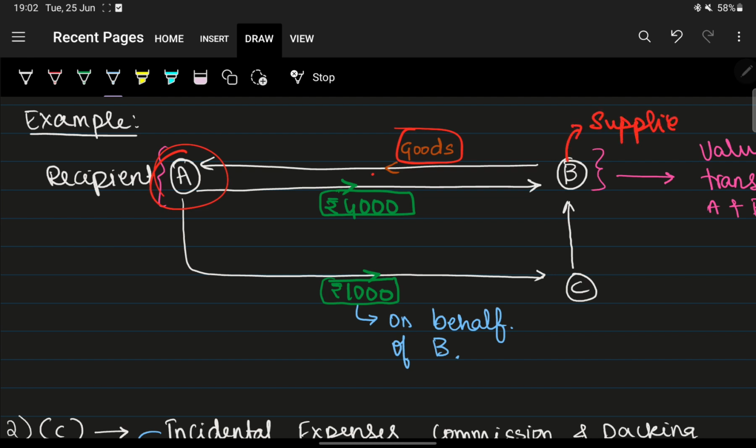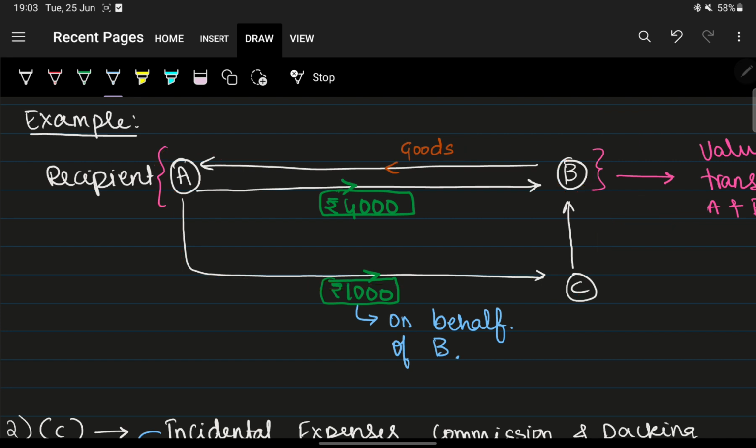Okay, so let's say there is a contract between B and C that B will only pay the amount for the goods. Let's just say B should have paid C 1000 rupees for transportation. But what B did, B asked A to pay for the transportation, and B asked him to pay directly to C.